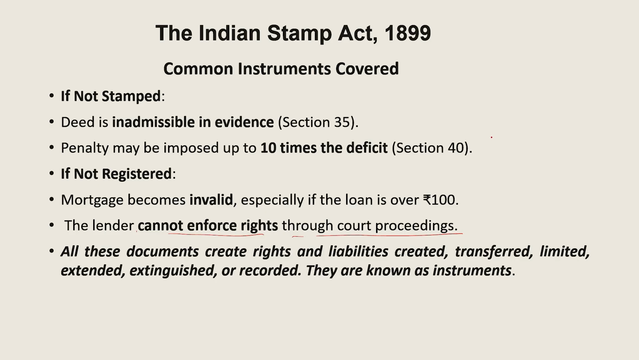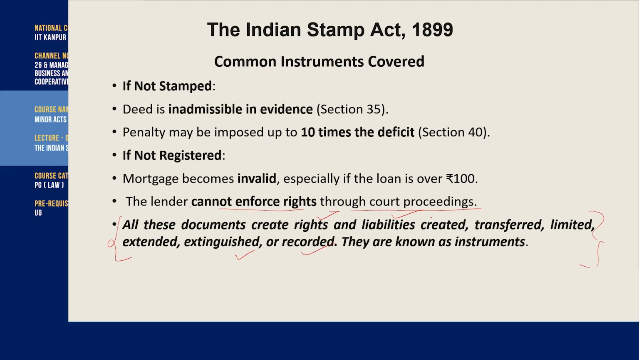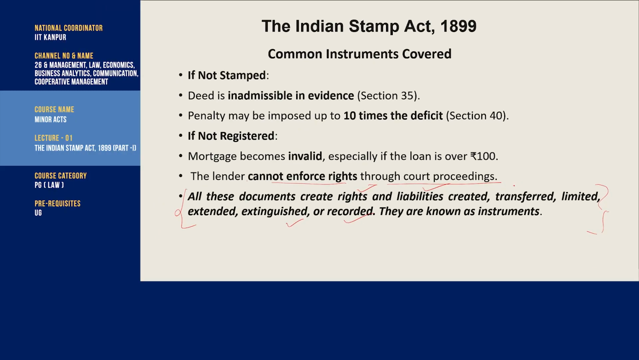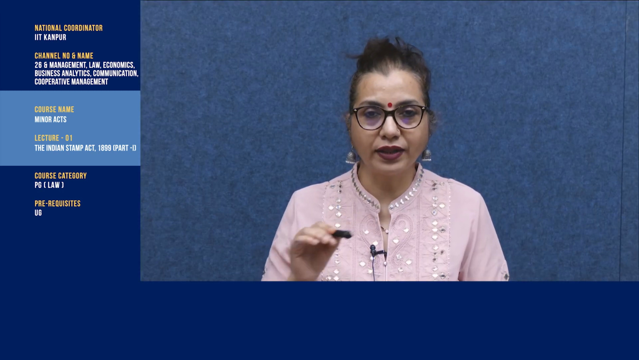While we discuss all these instruments, there is one thing common among all of them, whether it is a gift deed, a sale deed or a mortgage deed. All these documents create rights and liabilities. They create, limit, extend or extinguish them, or record them, or they create a transfer. So these sale deeds, gift deeds and mortgage deeds, all these documents, are known as instruments.